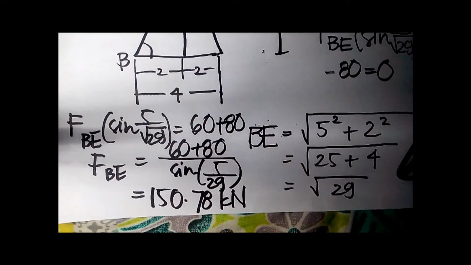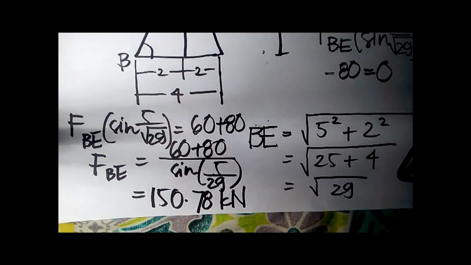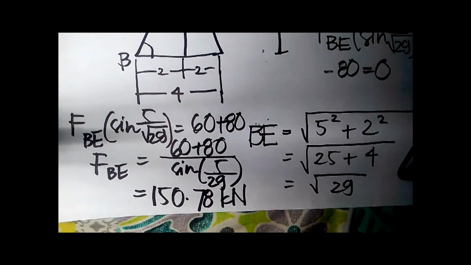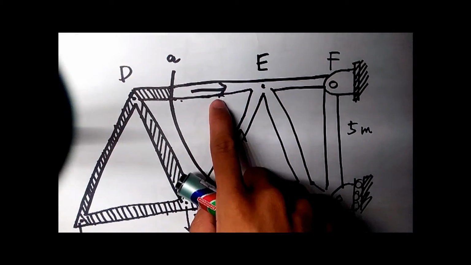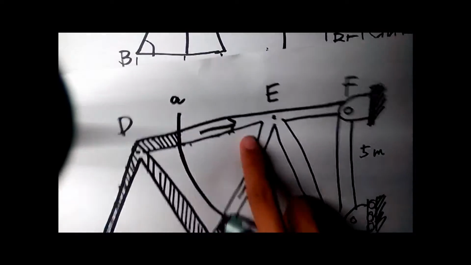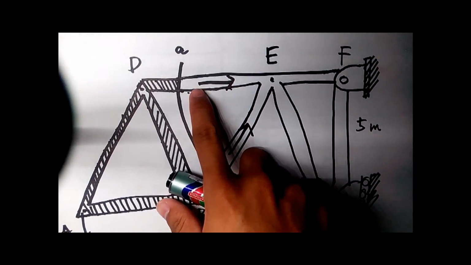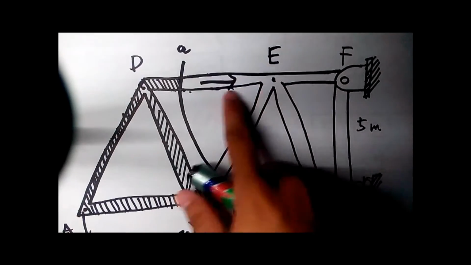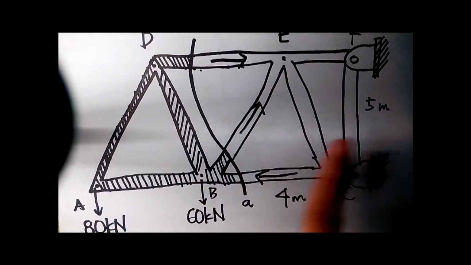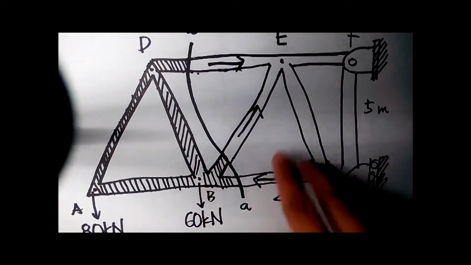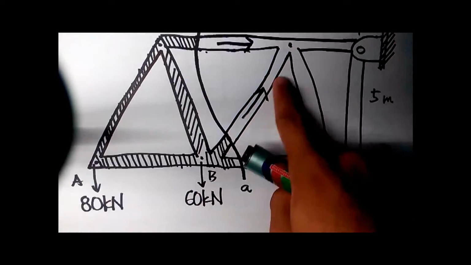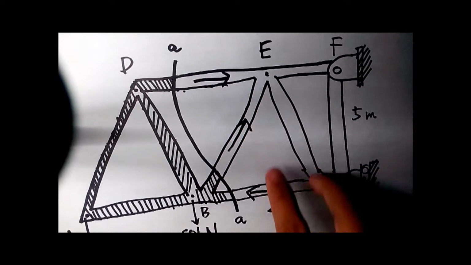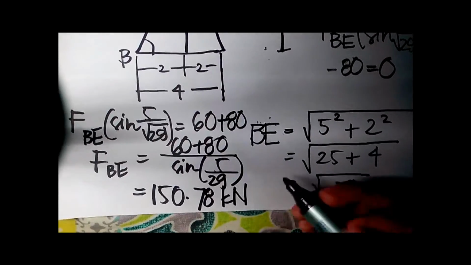How about determining if it is tension or compression? It is tension if it goes to the point and compression if it is away from the point. For the case of BE, it goes towards the point, so it is tension.